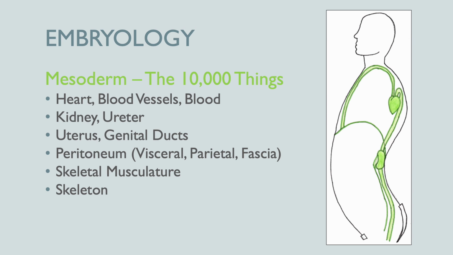And the mesoderm creates the 10,000 things in the spaces in between. This includes the heart, blood vessels and blood, kidney and ureter, uterus and genital ducts, peritoneum, skeletal musculature, and skeleton. Remember, we said that in Chinese philosophy, the spirit, or shen, or the archetypal energy of potential, is located in the kidneys and heart. We can visualize that here. The energy of the mesoderm has the potential to create from the motion of qi.